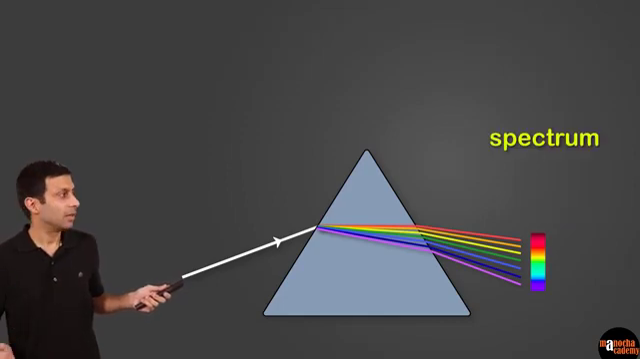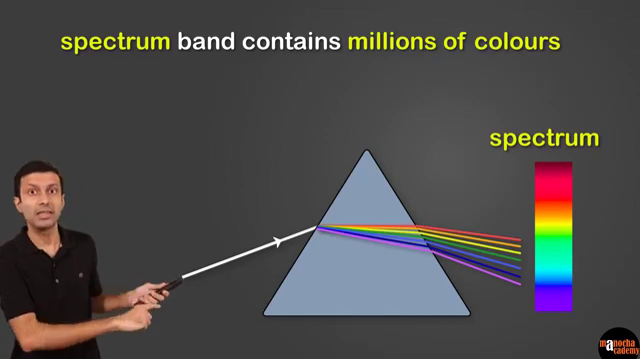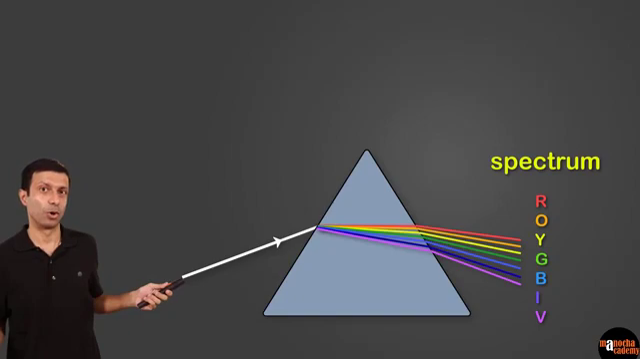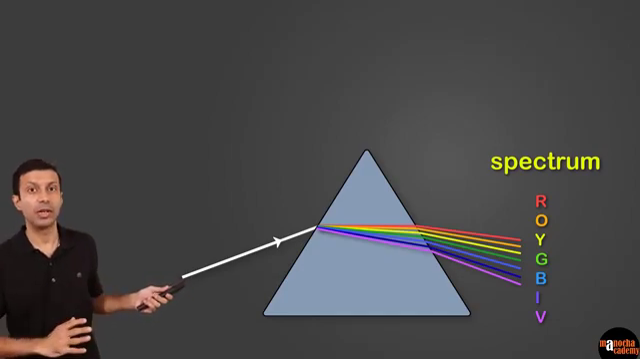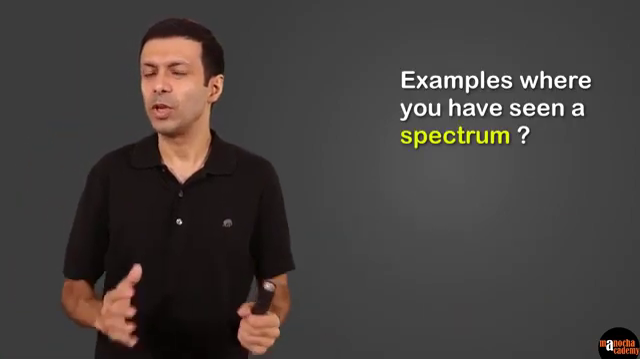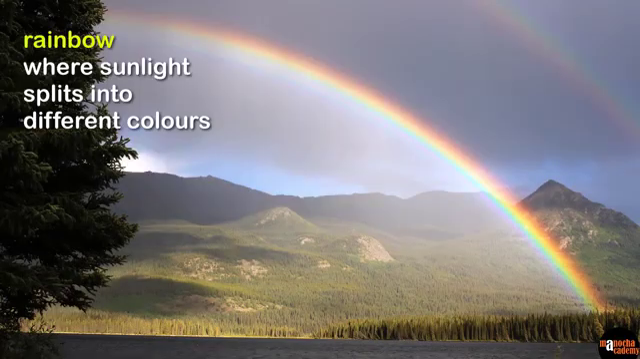As we discussed, the spectrum band contains millions and millions of colors. But here we've just shown the 7 rainbow colors, the Vibgyor colors: violet, indigo, blue, green, yellow, orange and red, just for simplicity. But actually there are millions and millions of colors there. Now can you think of examples where you've seen a spectrum, where you've seen the dispersion of light? One simple example is the beautiful rainbow, where you see the white sunlight splitting into the different colors.